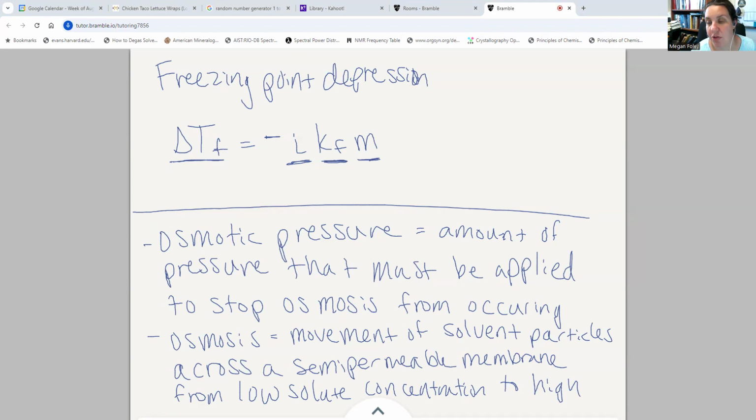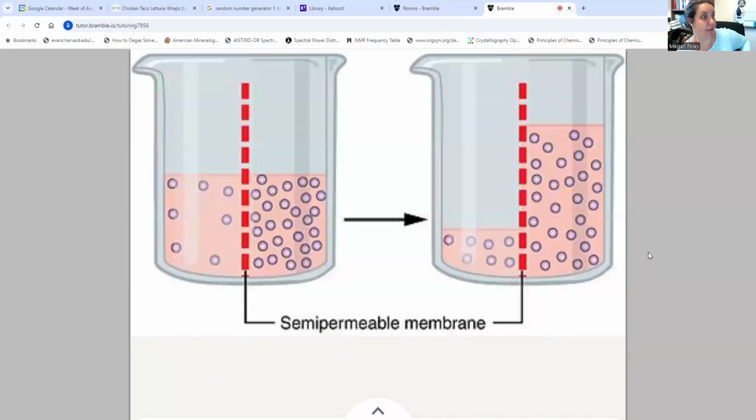So it's kind of an image of what's going on. I really like images. This is osmosis. So we have the pink stuff is our solvent. The purple balls are our solute. And we're going to move the solvent particles across the semipermeable membrane until the concentrations of both sides are the same. So with osmotic pressure, we are preventing that from happening.